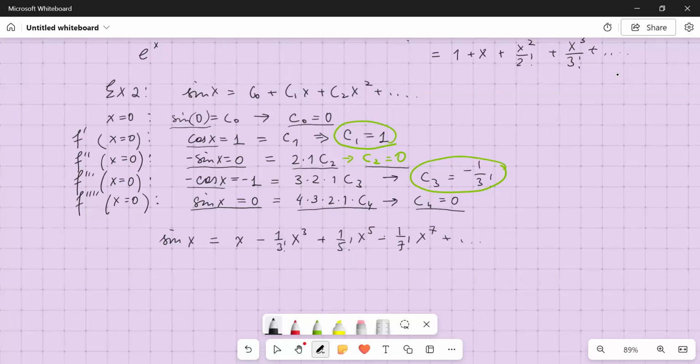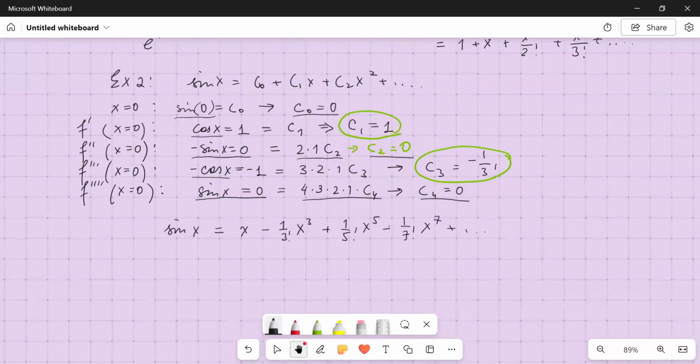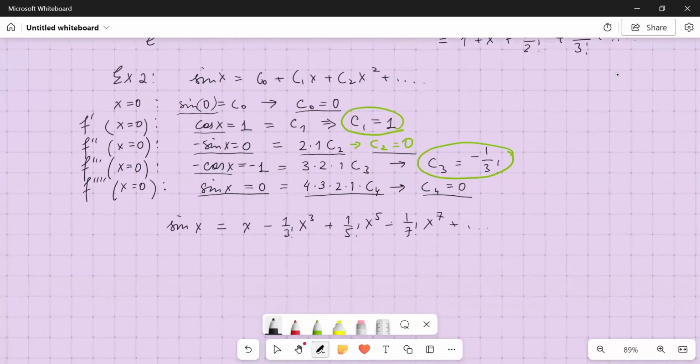Guys, I don't want to do cosine just because it's going to be basically a very similar example. Usually in class, we just do it in class. So we will try to do cosine in class. I'm just going to give you the answer.